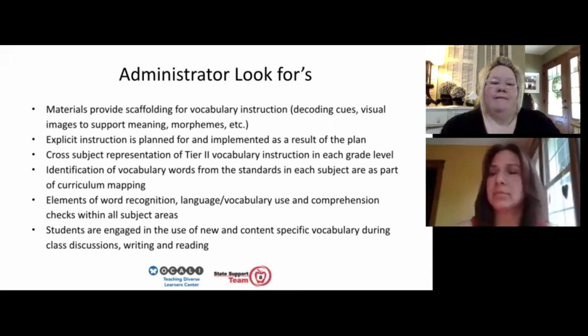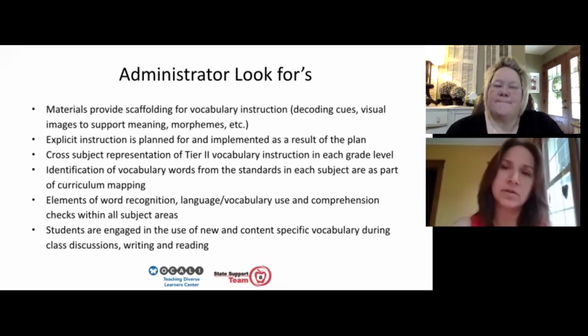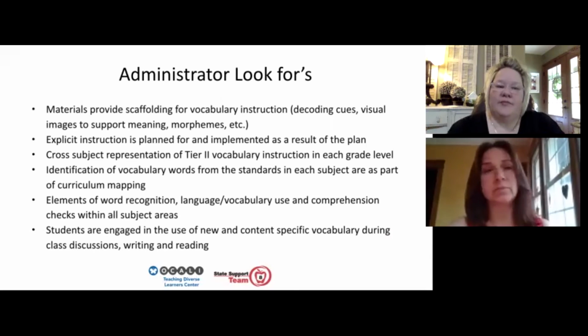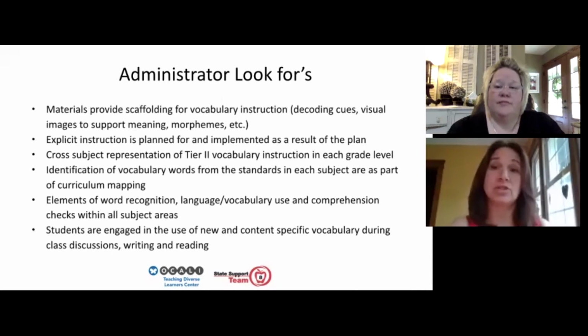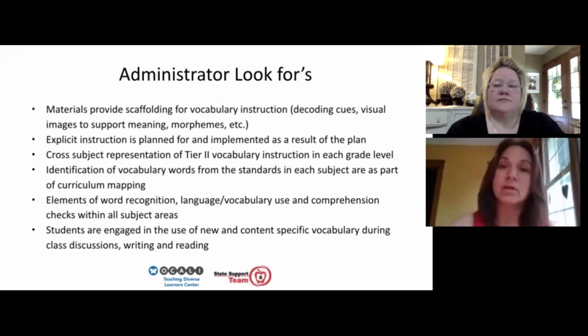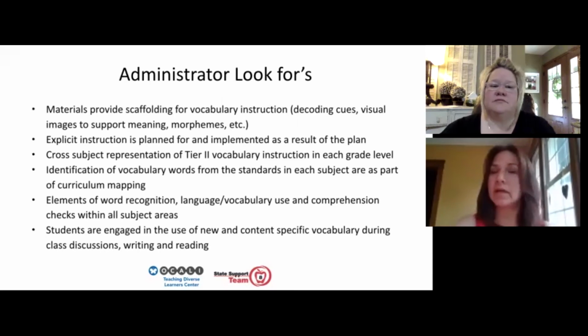Well, some of the things that administrators should look for are specifically the materials. Are the materials scaffolding the vocabulary instruction for students? Is it providing decoding cues? Not a cueing system, but decoding cues for students. Visual images to support meaning, morphemes, all the pieces that we were just talking about that support learning the meaning of vocabulary words. Also, explicit instruction.